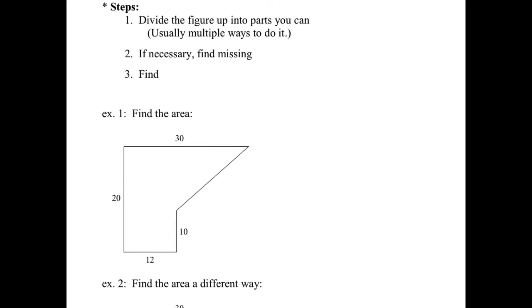So steps. First, divide the figure up into parts you can find the area of, such as possibly a triangle and a square. If necessary, find missing lengths. And then finally, find the areas. I'm going to put an emphasis on that S there. Find the areas of those different parts and add them together.